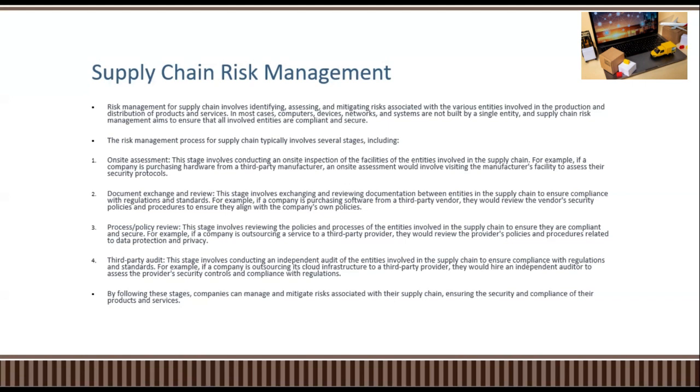By following these stages, companies can manage and mitigate risk associated with their supply chain, ensuring the security and compliance of their products and services.